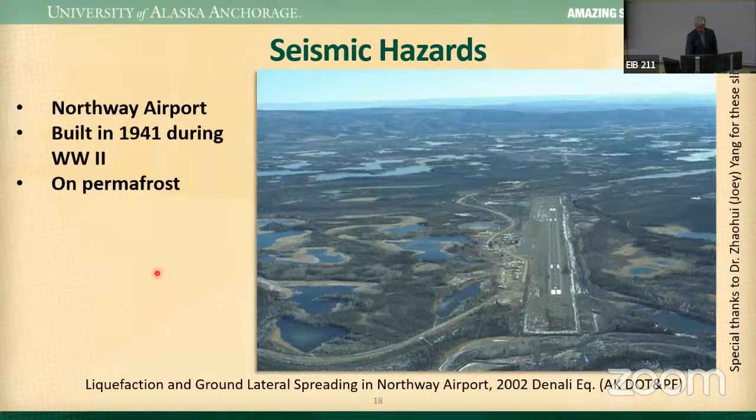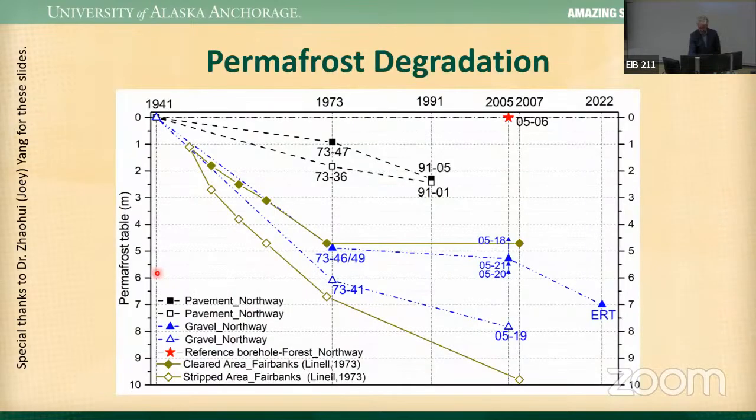But the one that I want to focus a little bit more on is this Northway Airport, because I think this is a nice analogy for what we're talking about today. Back in World War II times, the Northway Airport was built, and it was built on permafrost that was very near the surface. So we have some observations of the permafrost degradation over time.